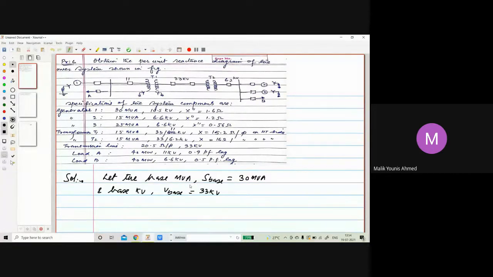Where is this from? This is from the transmission line. So we have selected the base values 30 MVA and 33 kV voltage. 30 MVA is a complex power base or apparent power base. It will remain the same throughout the power system. Everywhere it is the same, but the voltage base will change according to the transformation ratio when we encounter various transformers. So 33 kV is in the transmission line.